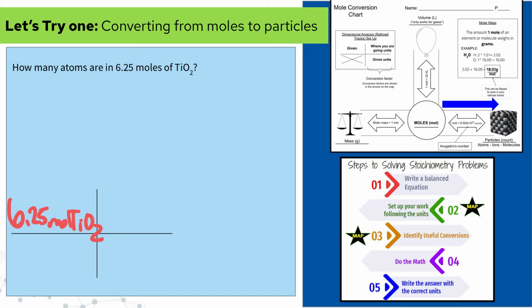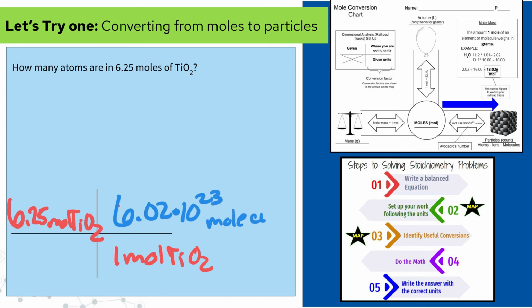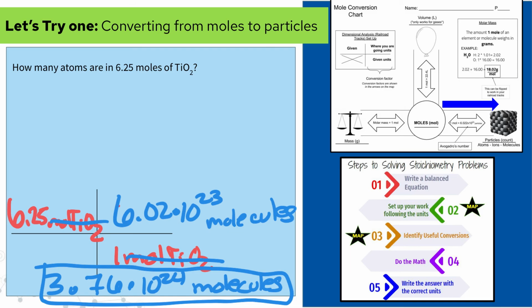Well, my moles is what I was given. So my moles, 1 mole of TiO2, is on the bottom. Then on top, it's going to be 6.02 times 10 to the 23rd molecules. Okay, so then my moles cancel, and I'm left with 6.25 times 6.02 times 10 to the 23rd. And our answer would be 3.76 times 10 to the 24th molecules.